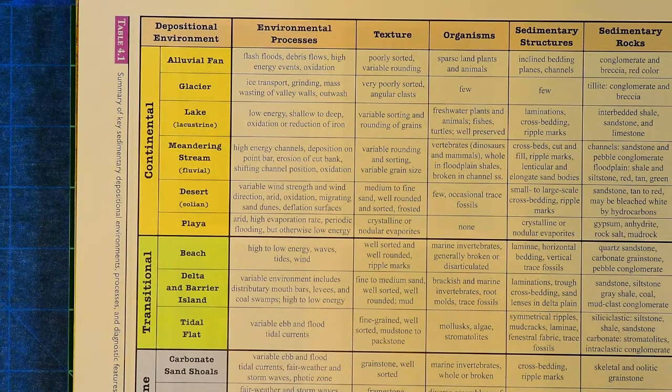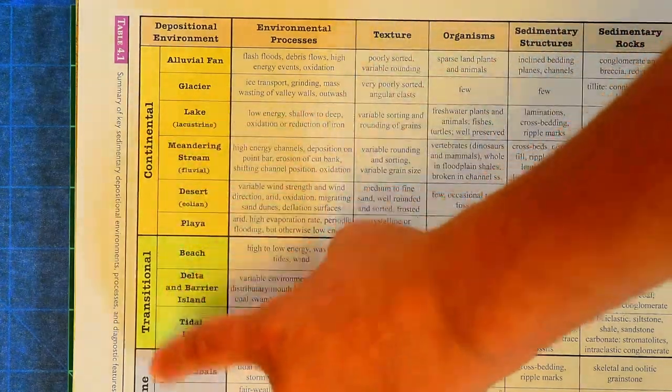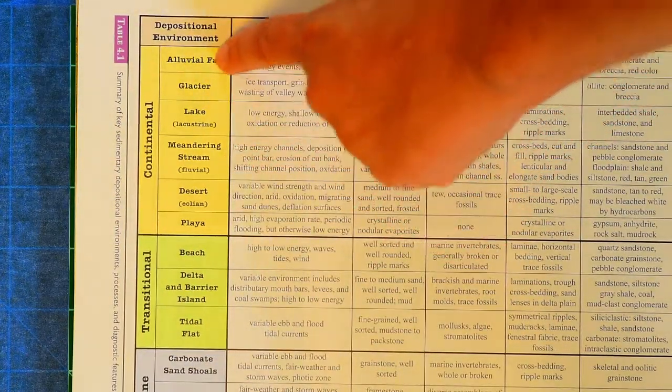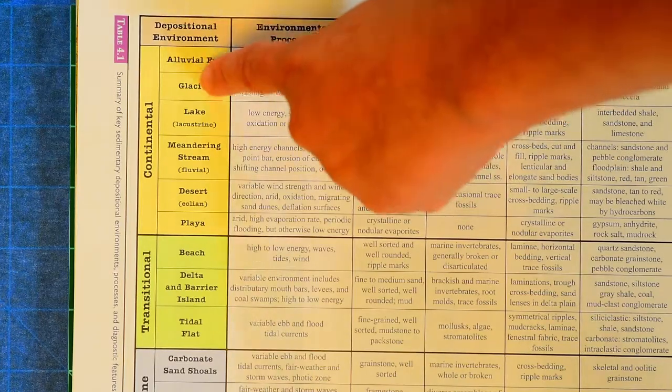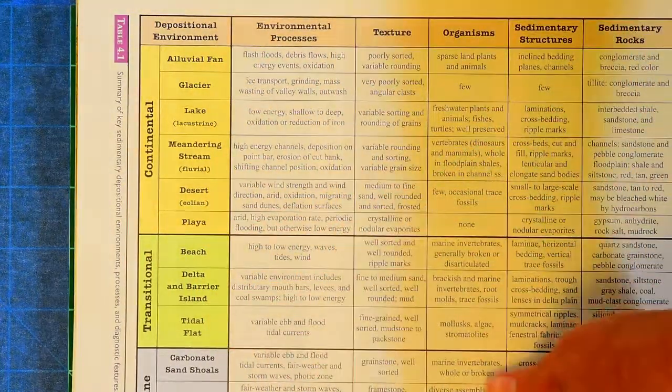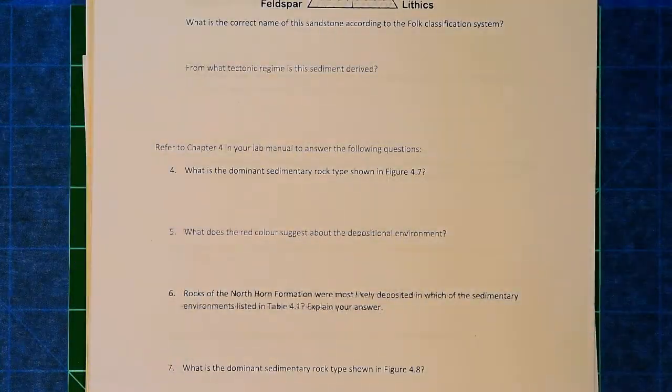And I do not just want continental, transitional, or marine. You need to narrow it down to these. Was it an alluvial fan, a glacier, a lake, a meandering stream, or so on? And when I ask you about depositional environments, that's what I want for an answer.